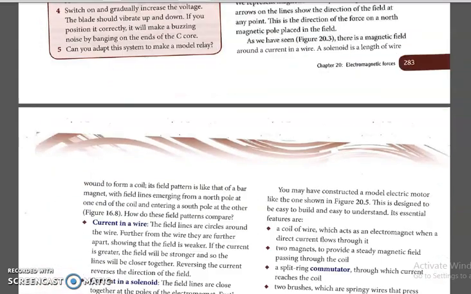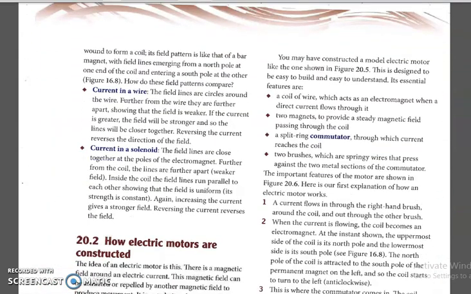Here we can see two sections: the current in a wire and the current in a solenoid. Current in a wire means the field lines will be circles around the wire as shown in the above figure. Further from the wire, the lines are further apart, showing that the field is weaker. If the current is greater, the field will be stronger, and so the lines will be closer together. Reversing the current means what happens? It will reverse the direction also.